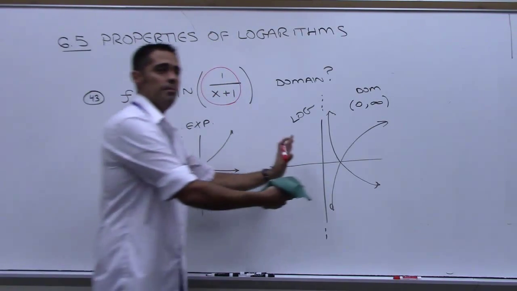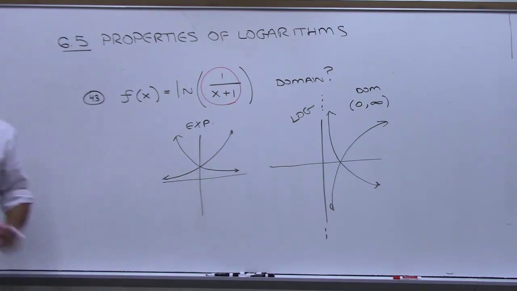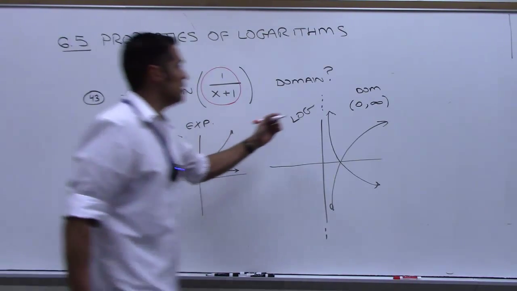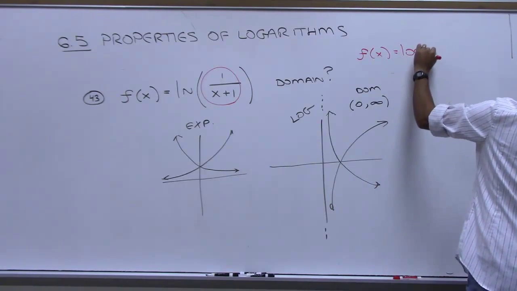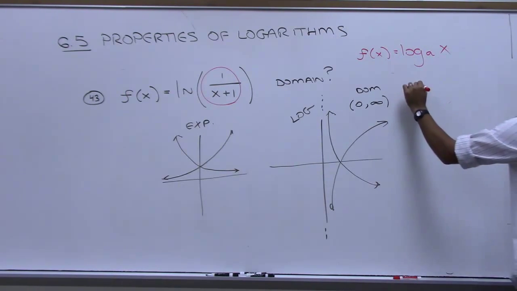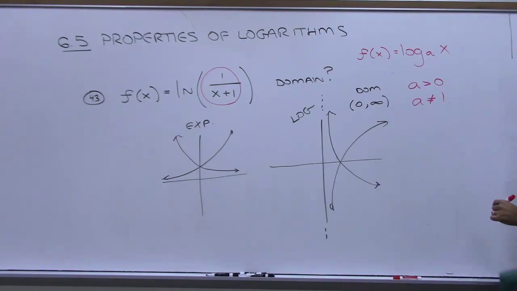Or else you cannot do it because the graph doesn't exist over here. So a can't equal 0? Yes, or less than 0. So what we said for all log functions last class, this is what a general log function looks like. We said a must be greater than 0, but a could not be 1. Do you remember me saying that?